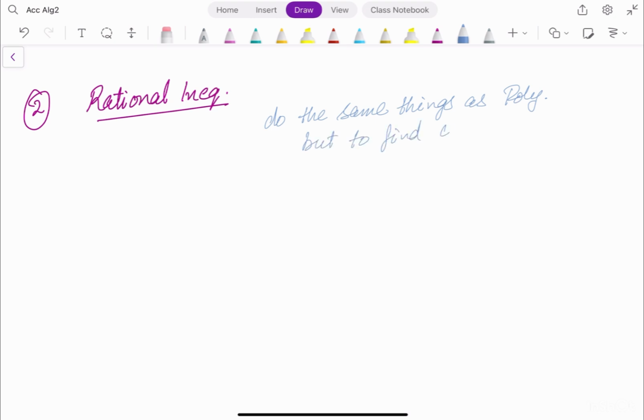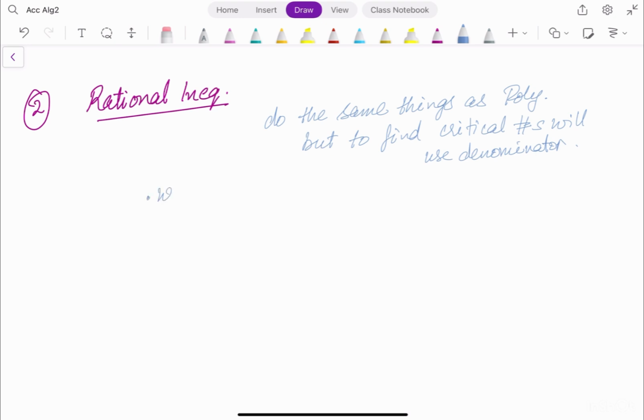Because critical numbers are where the function will be 0. So function will be 0 where the numerator will be 0, or the function will be undefined where the denominator will be 0. So that is why we will evaluate the denominator as well.